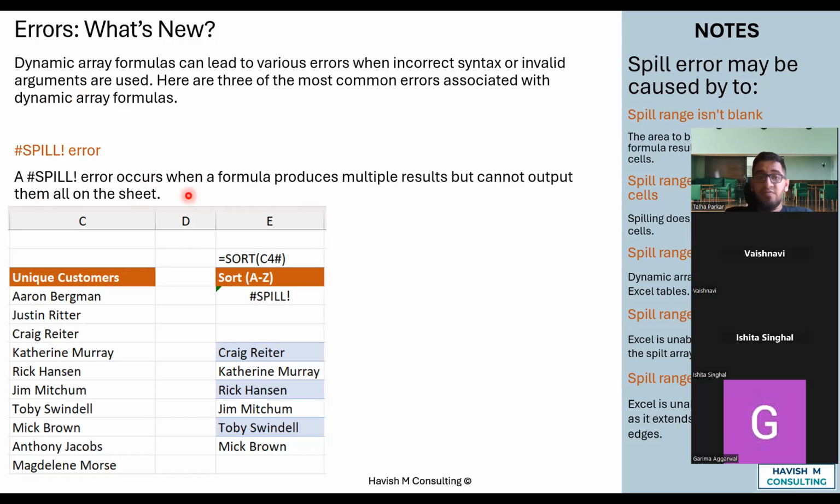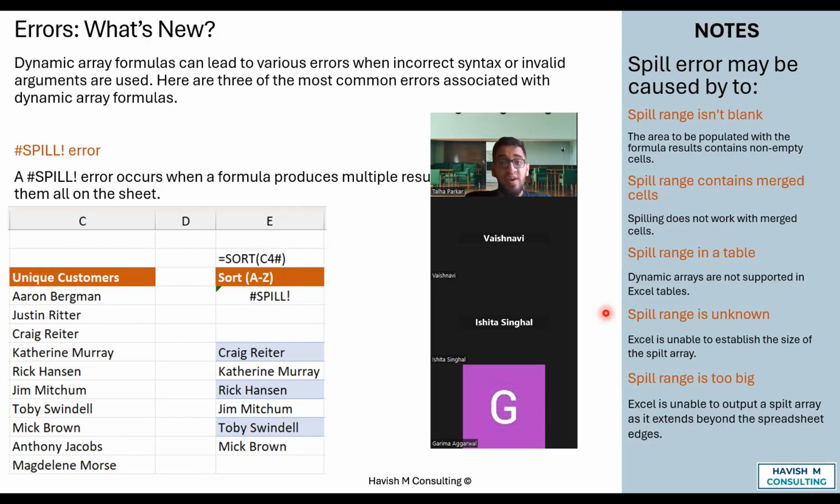error. A spill error occurs when a formula produces multiple results but cannot output them all in the same range. For example, if I write a formula, do you see here, it is not able to spill the results into multiple rows because the range of cells is quite large, but there is already data here. So it cannot replace the data that is already there, right?